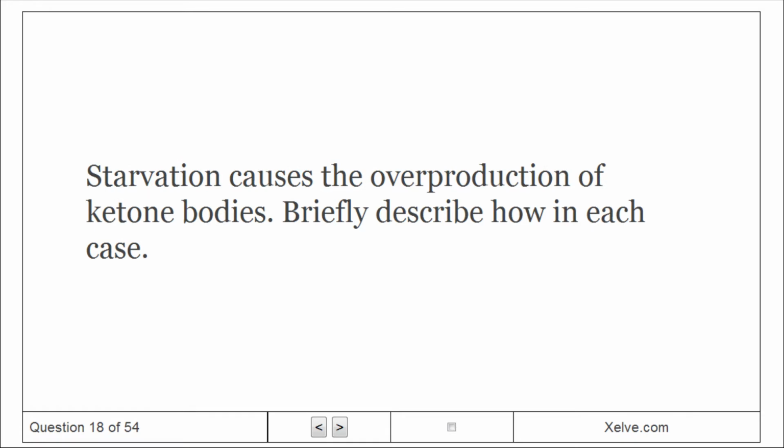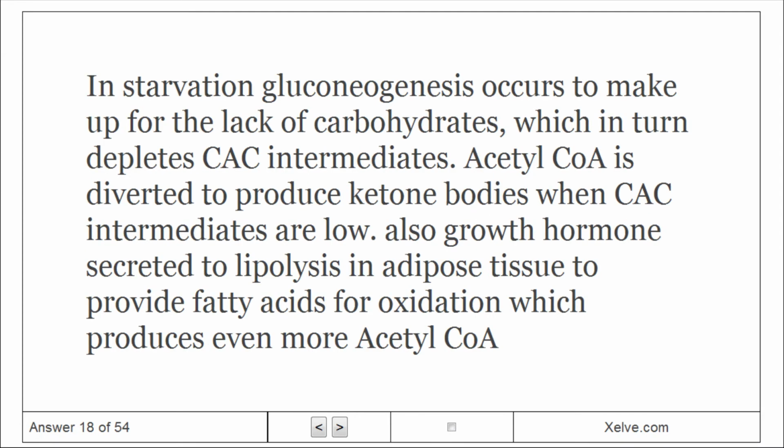Starvation causes the overproduction of ketone bodies. Briefly describe how in each case. In starvation, gluconeogenesis occurs to make up for the lack of carbohydrates, which in turn depletes CAC intermediates. Acetyl-CoA is diverted to produce ketone bodies when CAC intermediates are low. Also, growth hormones signal lipases in adipose tissue to provide fatty acids for oxidation, which produces even more acetyl-CoA.